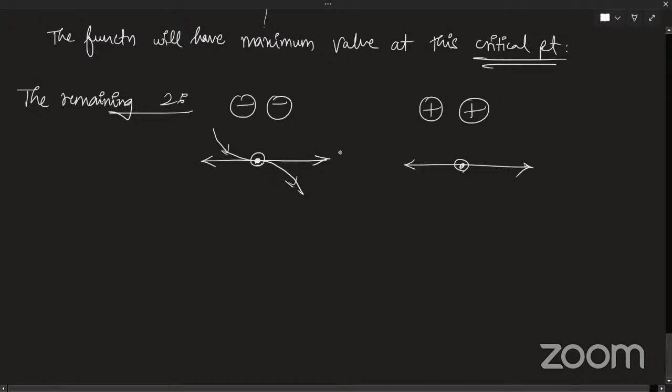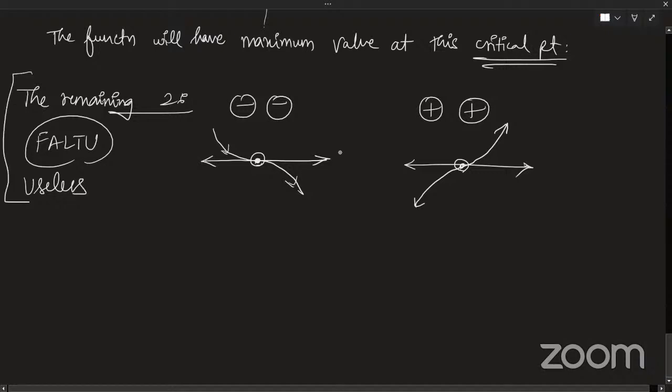Similarly, we have something like this. So first also it was increasing only. It was increasing. After that also it is increasing. So these 2 points are faltu. Faltu means useless. These 2 points are neither maxima nor minima.